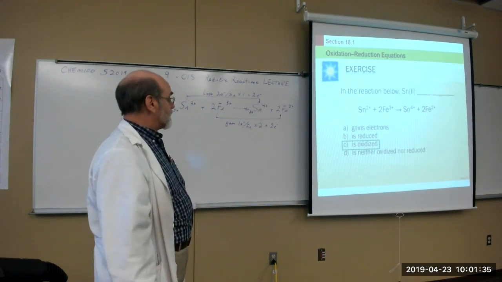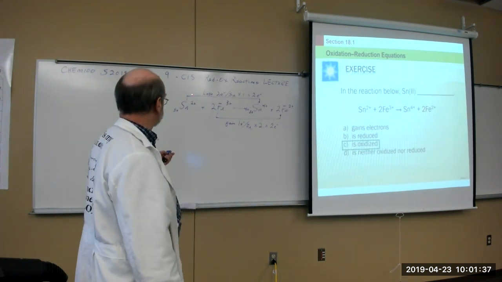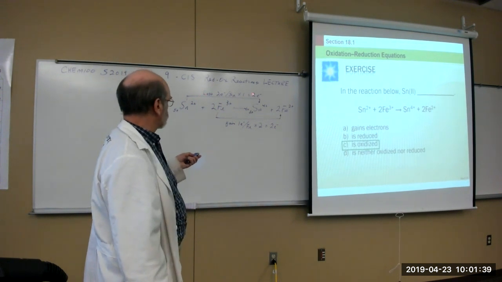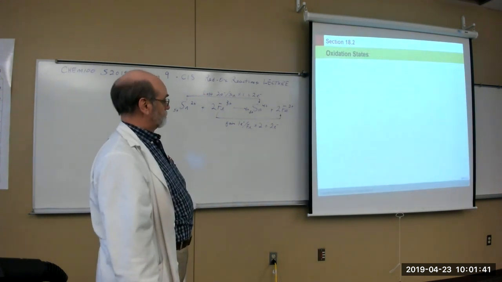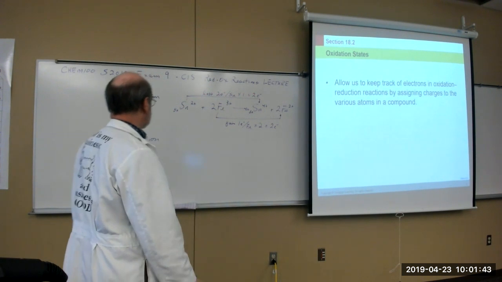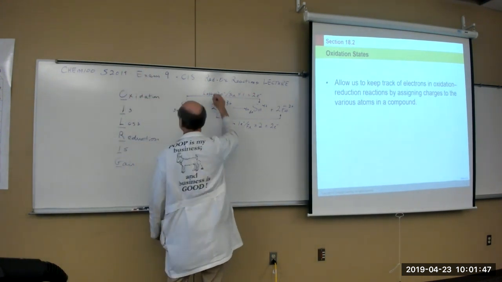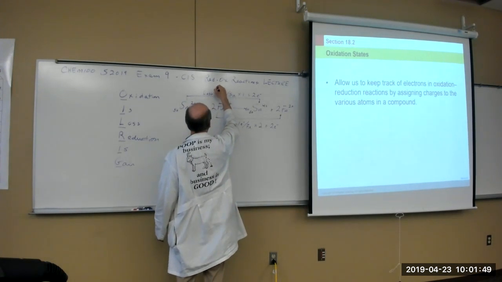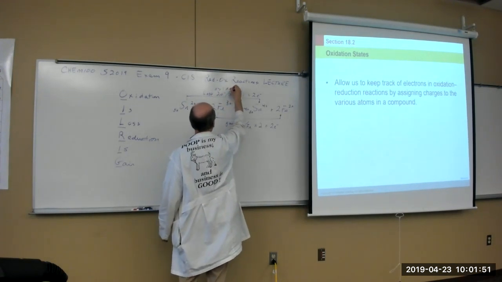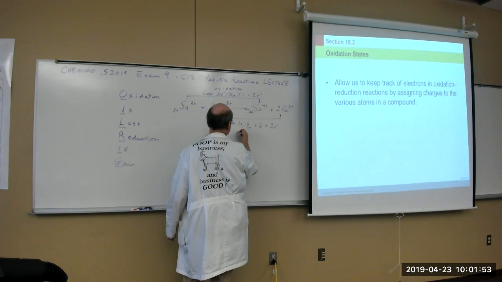So the tin has been oxidized. Right? Oxidation is loss. And the iron has been, let's see, this is oxidation. This is reduction.